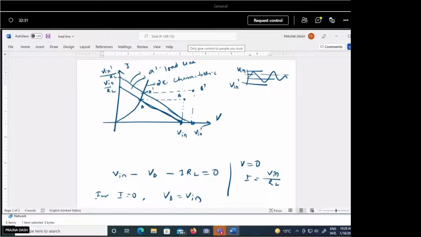Parallel to each other means what information is it giving? If they are parallel, what is the information?